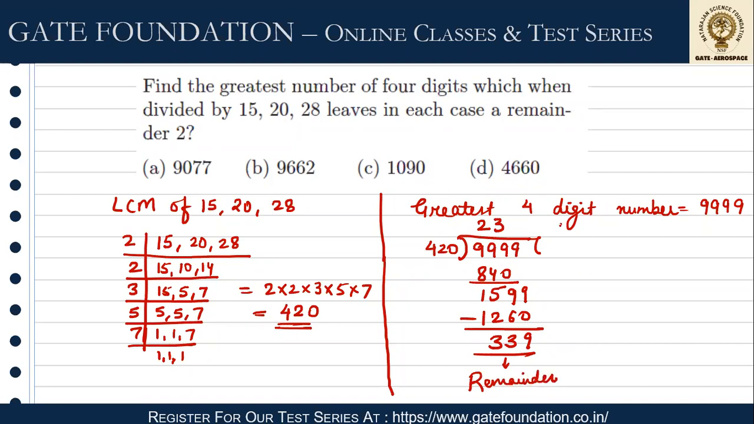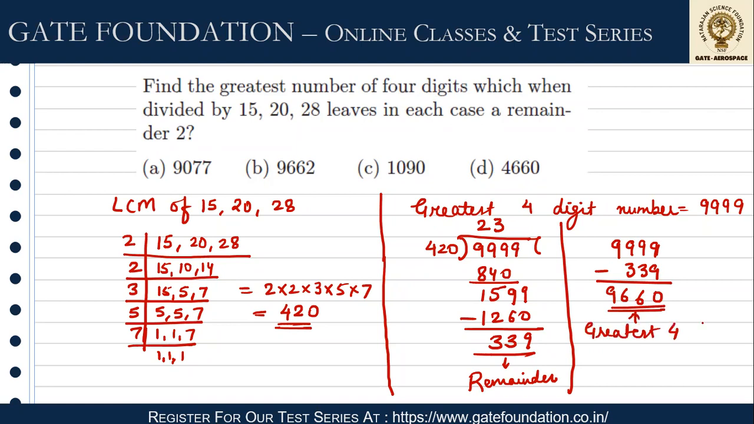So what I'll do is simply subtract this remainder from 9999. So I'll get 9660. This is the greatest 4-digit number which is divisible by 15, 20, and 28.